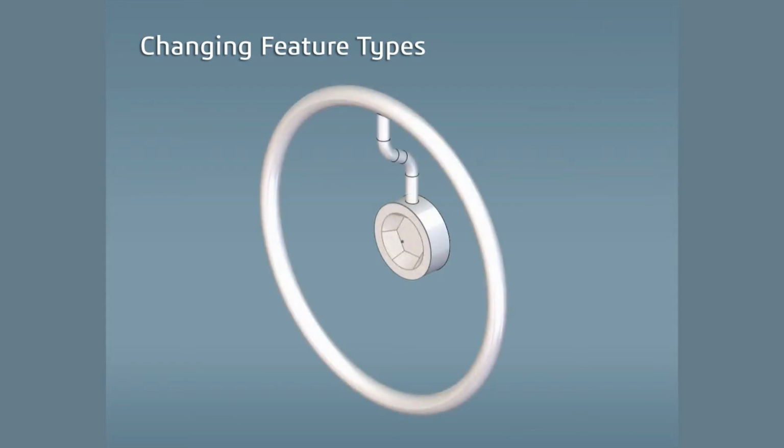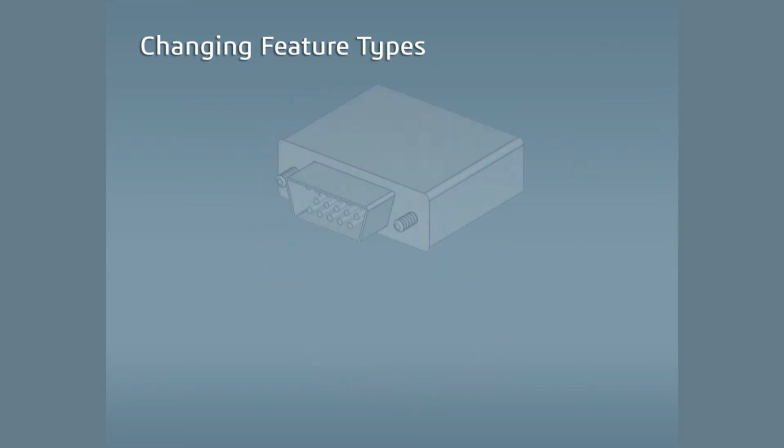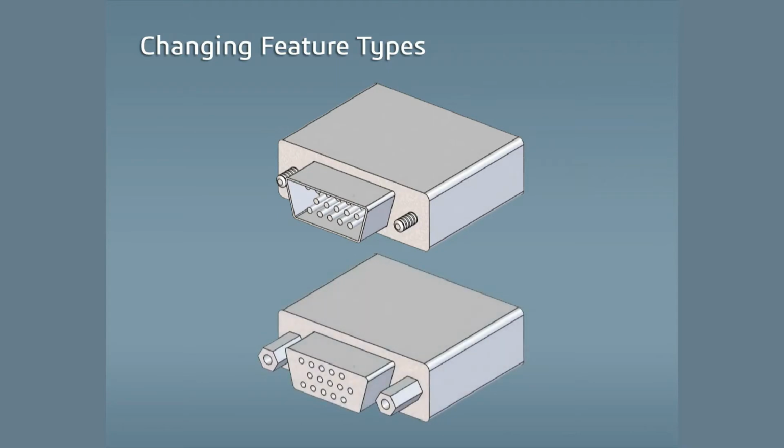In this lesson, I'll show you how to create an extrude, a revolve, a sweep, and a loft to create a steering wheel design. Then I'll show you how to switch between feature operations and use super features to switch this VGA adapter from male to female.